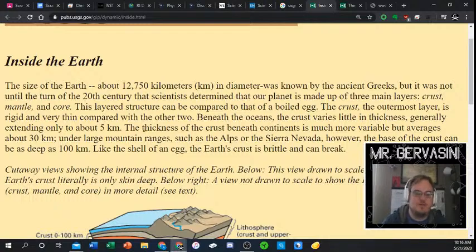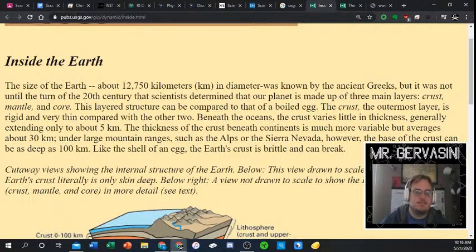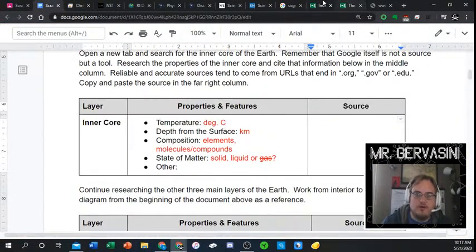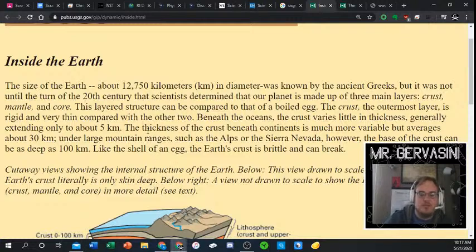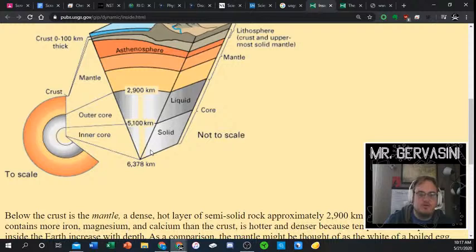So that's giving you information about the crust. Even if I don't use this for the inner core, I can at least keep this link open for the crust, because, like I said, the crust is in the list. We're just not concerned with it right this second. The base of the crust can be as deep as 100 kilometers. Like the shell of an egg, the Earth's crust is brittle and can break. And so we have a cutaway.